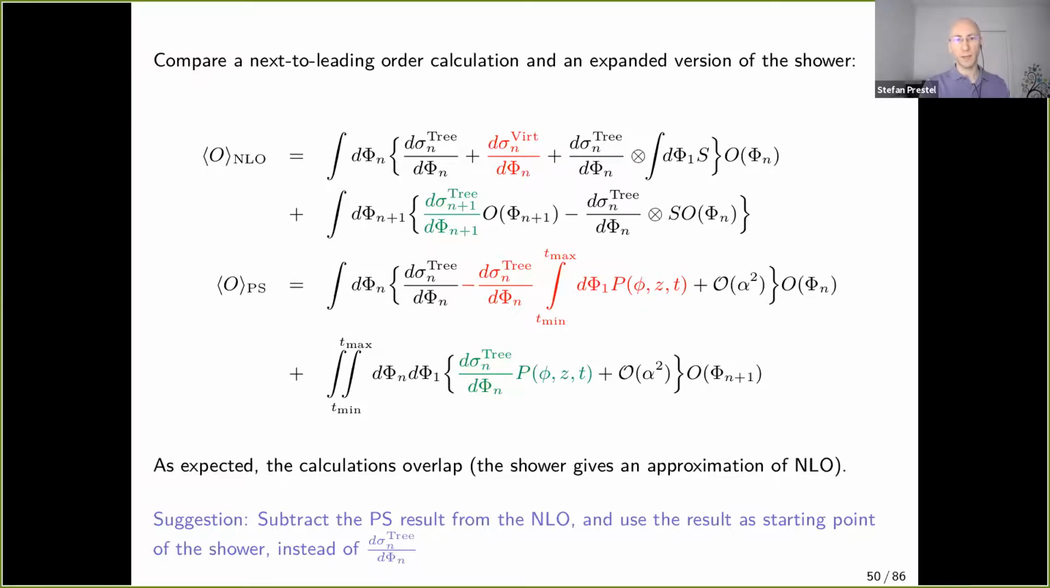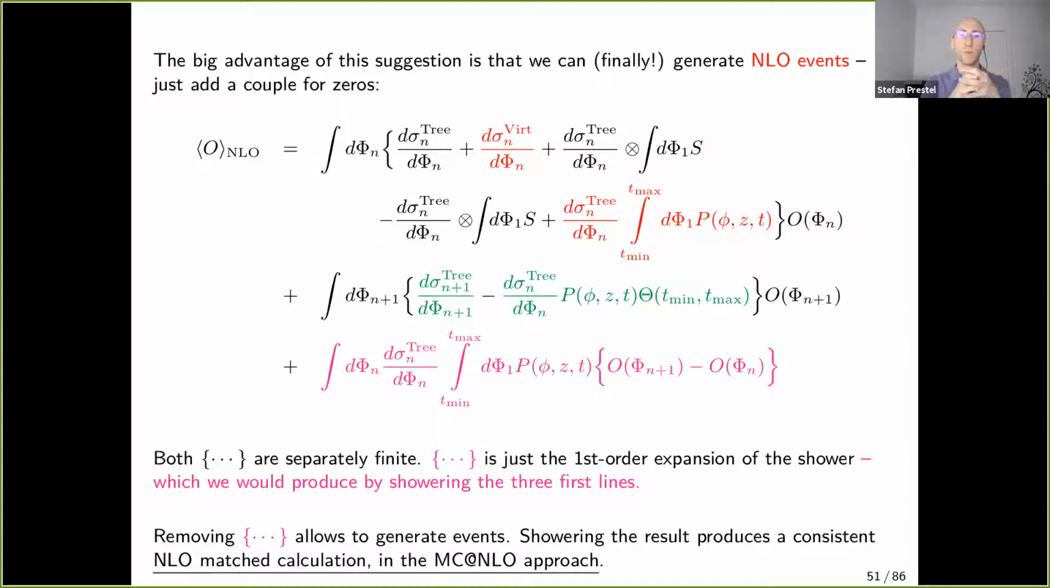This is going to be the next slide, and I think this is one of the two or three more of these messy equation slides. So again, the big advantage is that we can actually finally generate next-to-leading-order events. So let me do that first by adding a couple of zeros to the next-to-leading-order cross-section. I'm not going to do anything except add zeros.